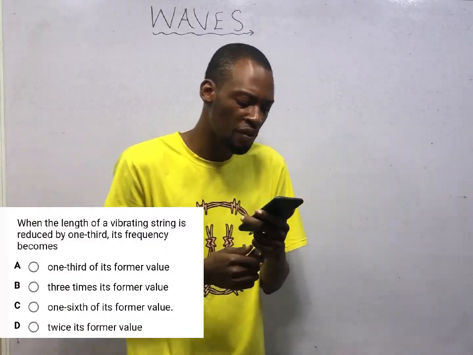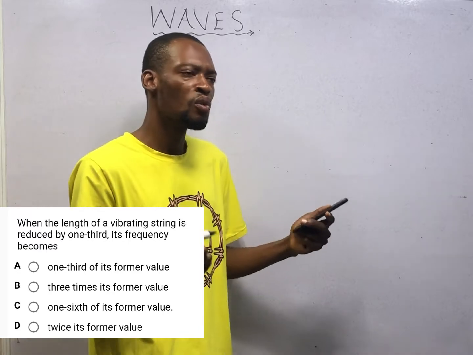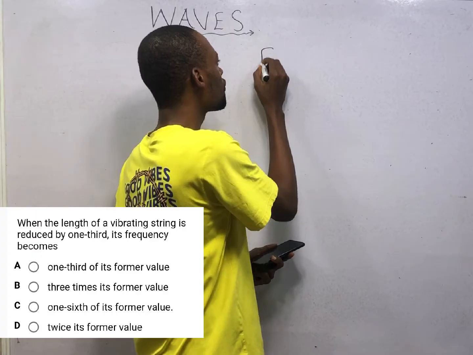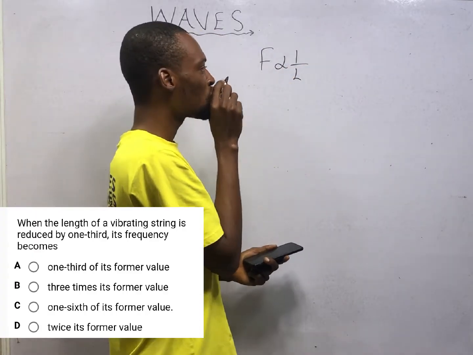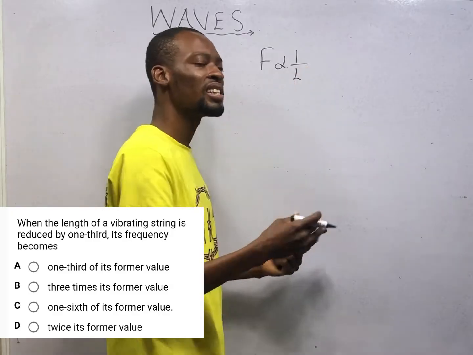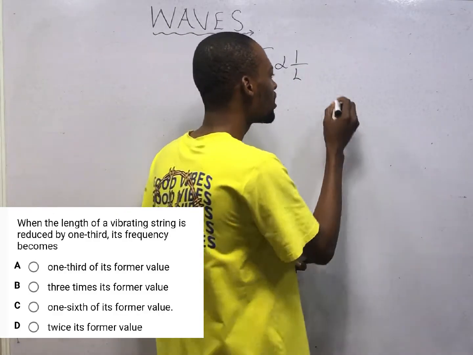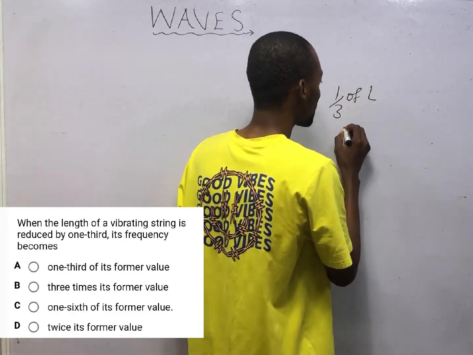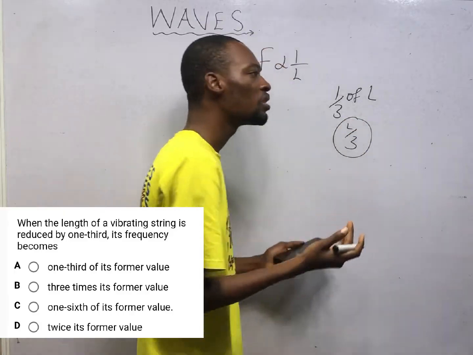When the length of a vibrating string is reduced by 1/3, its frequency becomes dash. What is the relationship between frequency and length? Frequency is inversely proportional to length. So let's call this length the original length. The length being reduced by 1/3 simply means the new length is 1/3 of the original length, and this is L/3. This is the new length.